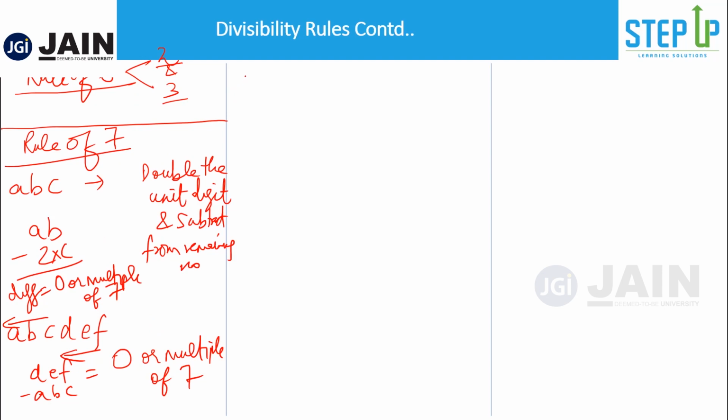So we learned the rule of 7. The rule of 8 is the same thing; I think we have already learned the rule of 8. The rule of 9 also we learned. The rule of 10 is very simple: the last digit has to be 0.